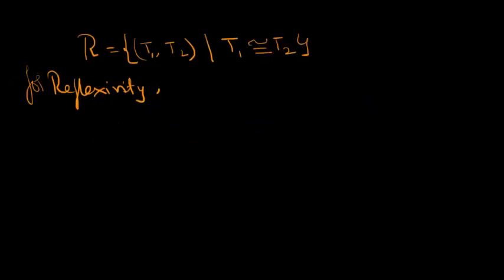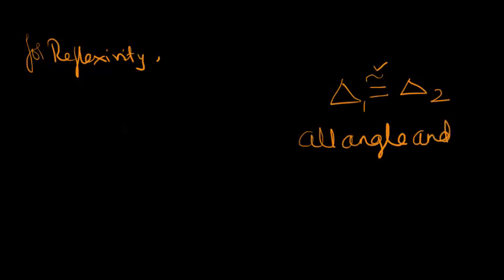Let's see. This is the symbol used to define congruency. It simply means that two triangles are going to be congruent to each other. Let's say triangle 1 and triangle 2. They're going to be congruent to each other if all the angles are equal and sides are also equal. Okay. So basically, I'm talking about two triangles being exactly the same. Might be they are flipped around, but they are exactly the same. That's congruency for me.